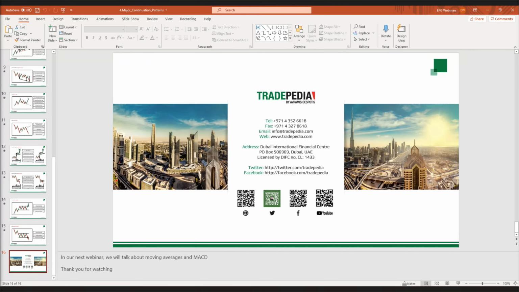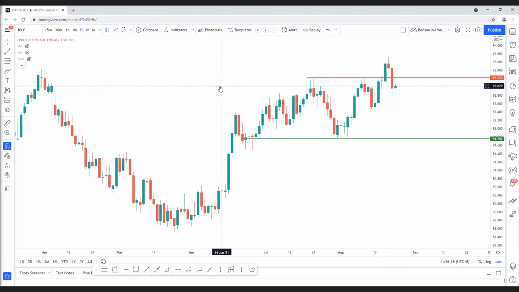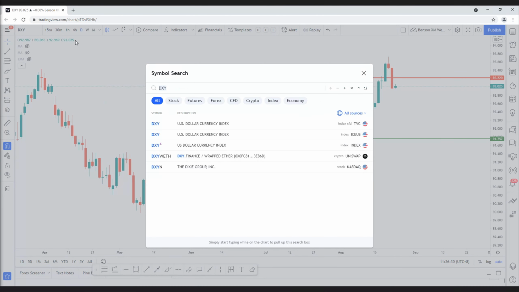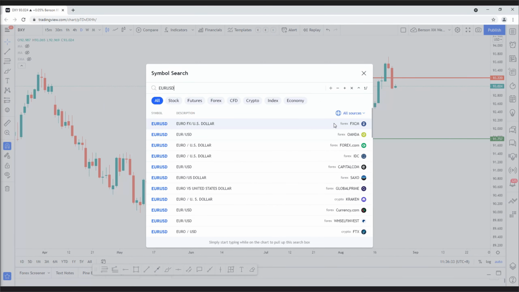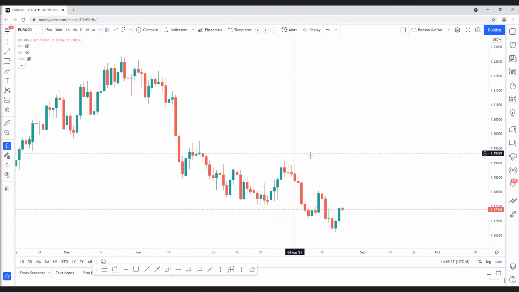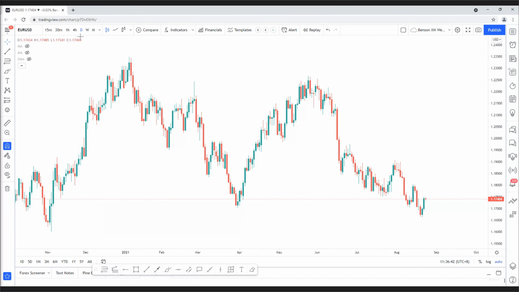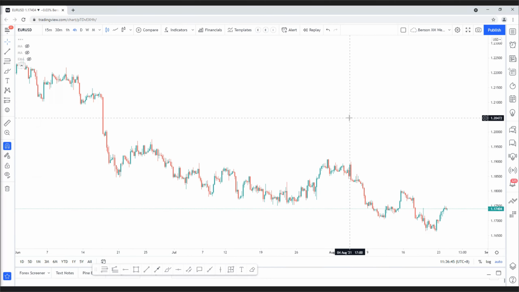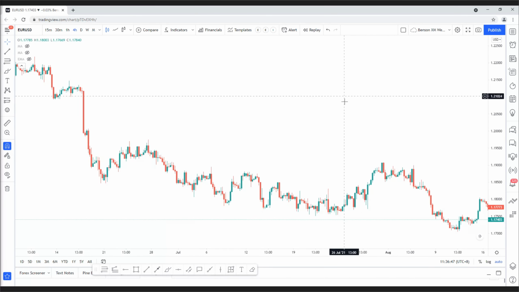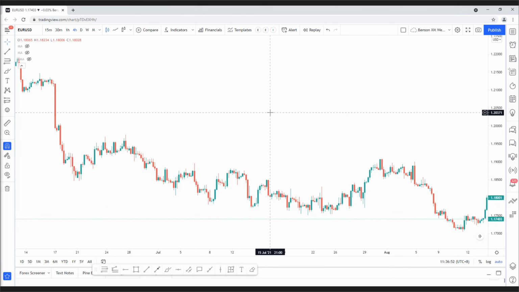I see that there's not much question, so let us quickly take a look at the live charts. I will show you some of the patterns that we went through just now. Let me just open up this EUR/USD, take away all these drawings. Switching over to the H4 time frame.